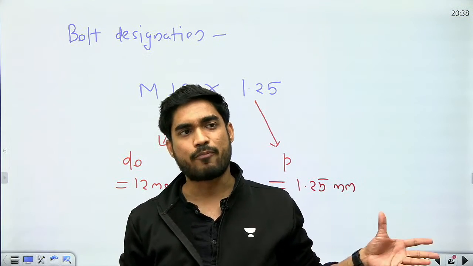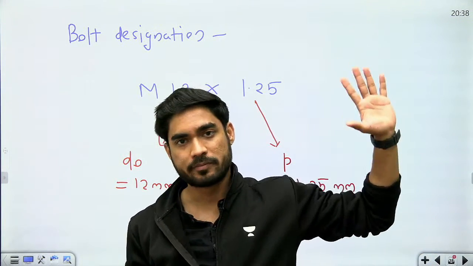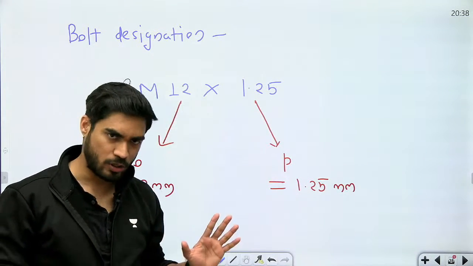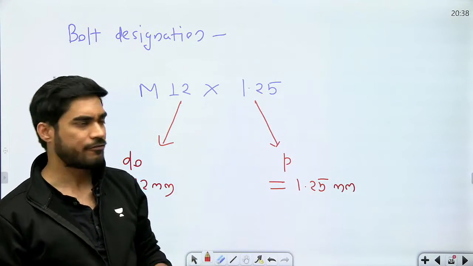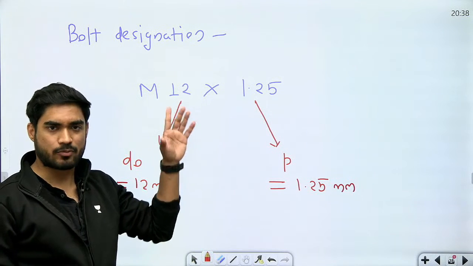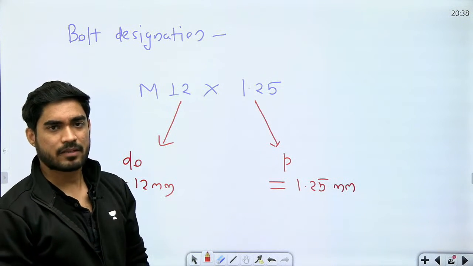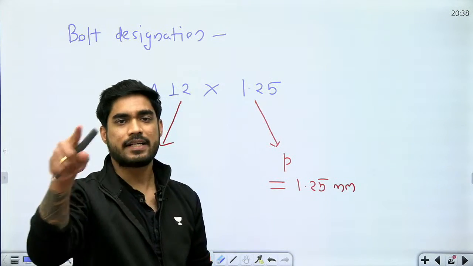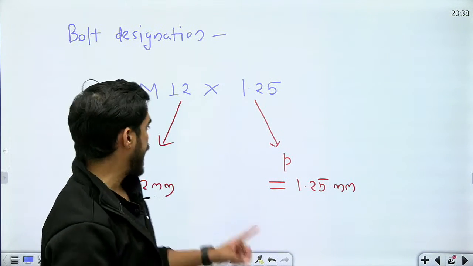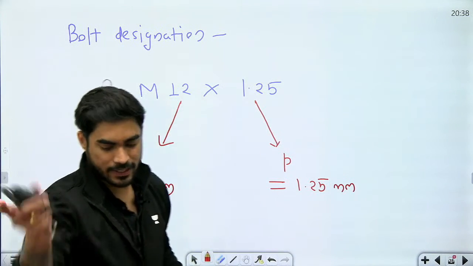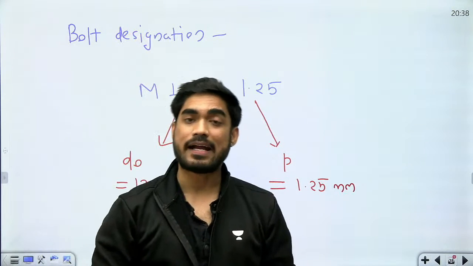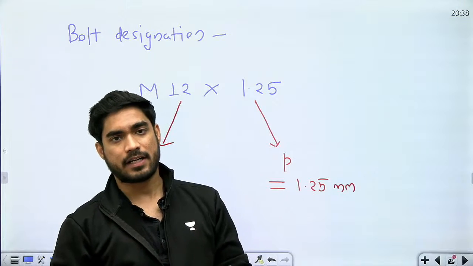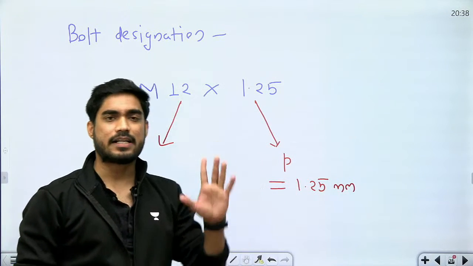You will not get a 12.65 mm bolt. Now beta, if you have the design data book, you will find a table of metric thread bolts where, according to nominal diameter and pitch, you can find the core diameter. So if you don't know the core diameter here, you can find it in the design data book.